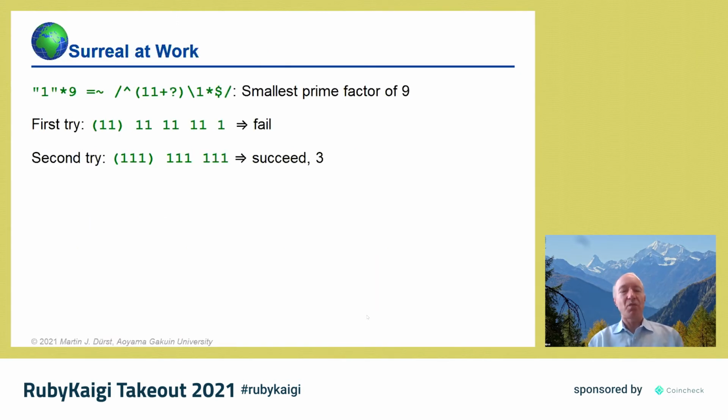So, for example, if we use that with the number 9, then on the first try, we start with 2 ones, and then we have 2 and 2 and 2, and only 1 left, so we fail. On the second try, we go with 3, and then 3 and 3, and we succeed because we exactly eat up the whole string, and we get the result of 3, which is correct because 9 is 3 times 3. And this goes very fast.